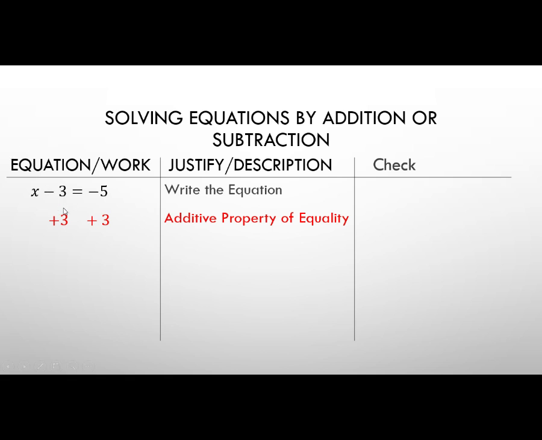Now, we've got this minus 3 plus 3. Minus 3 plus 3 is just 0. So x plus 0 is just x. Negative 5 plus the 3 equals a negative 2. So now that we've simplified that, we're going to check it. We're going to make sure this answer is right.